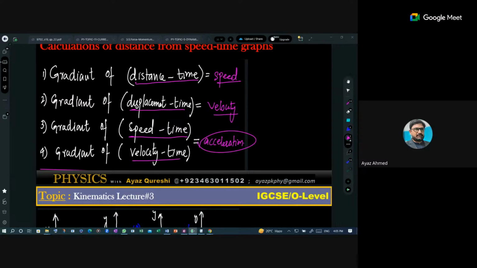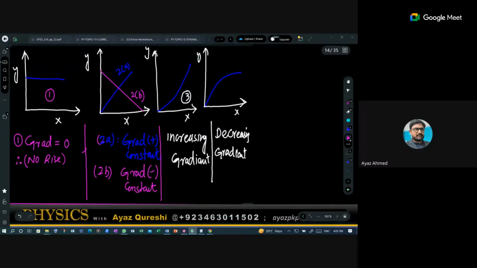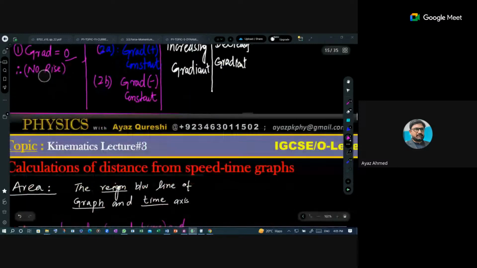And then I told you what type of gradients do we have in this graph. We have zero gradient. Here for the blue one we have positive gradient. For this purple one, or this pink one, we have negative gradient. For graph number 3 we have increasing gradient, and graph number 4 we have decreasing gradient. And you people are basically known to all of these, alhamdulillah.